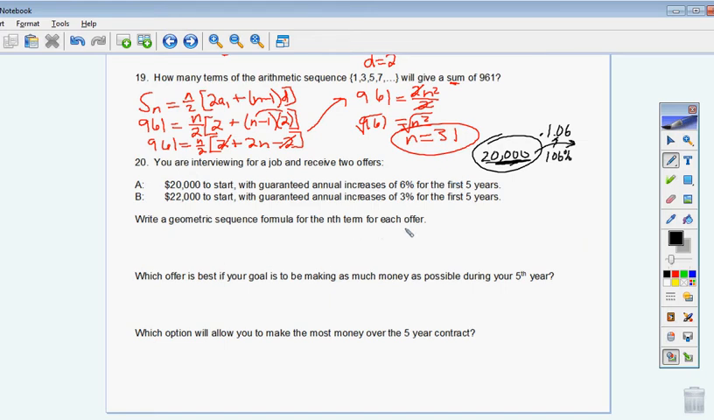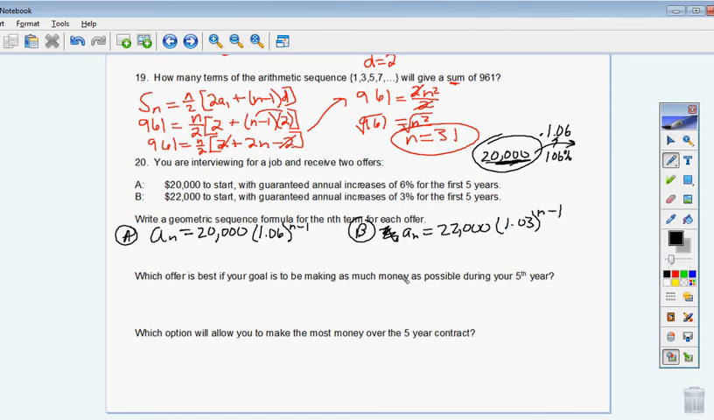So they want a formula for the nth term of each offer. Well, here we'll start with job A. We're going to start at 20,000. Let me back it up so I actually have a formula. The nth term would be equal to 20,000, but then we multiply by the r value, which is 1.06, and we would raise it to the n minus 1. Whereas for option B, we start with our nth term equal to 22,000, and then we multiply by 1.03 this time, to the n minus 1. Okay, so there are our two formulas.